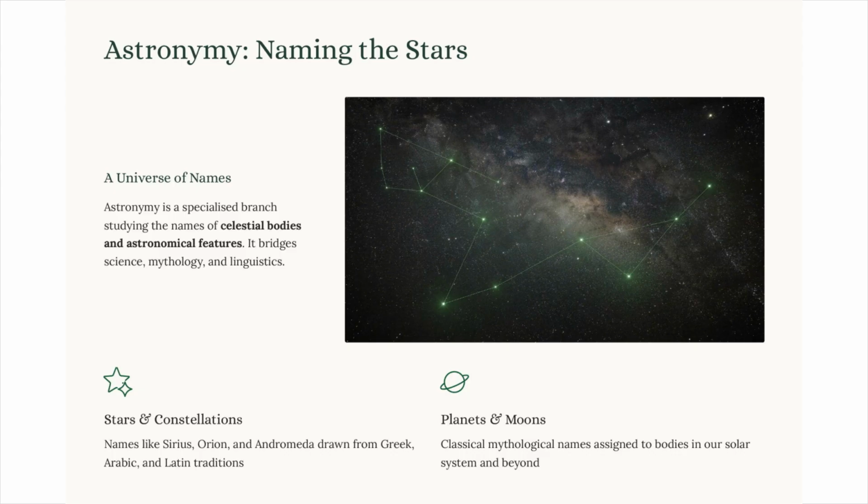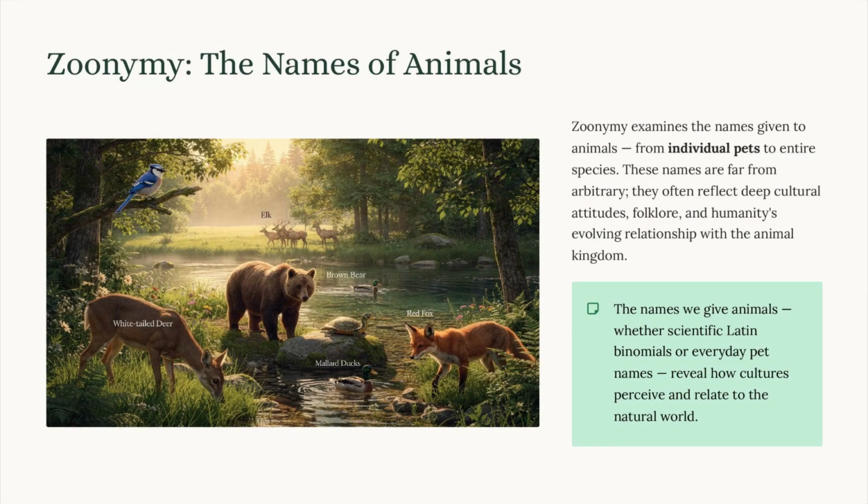Astronomy is interesting because it shows how human beings bring culture and imagination into scientific observation. Even when studying the universe, people use names shaped by myth, tradition, and language. So, astronomy demonstrates that naming is not only practical, it is also symbolic and deeply connected to how humanity interprets the cosmos. Another specialized branch is zoonymy, which studies the names given to animals.